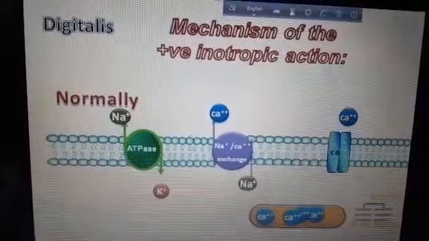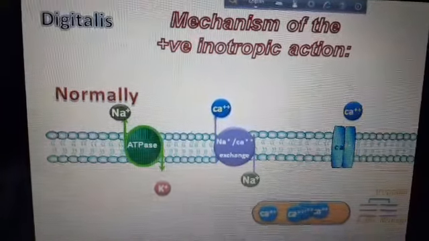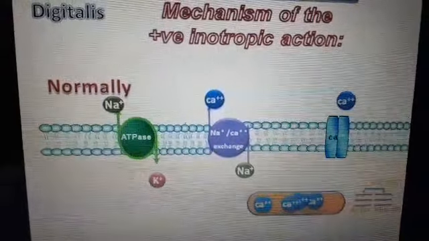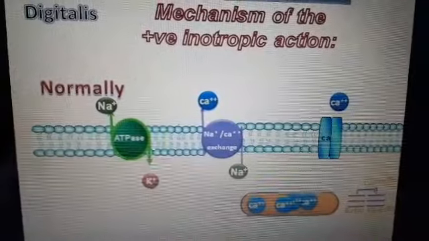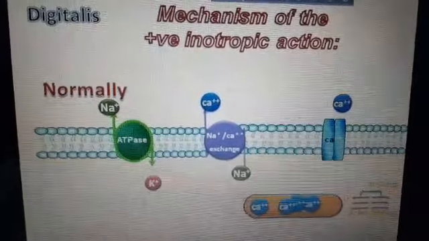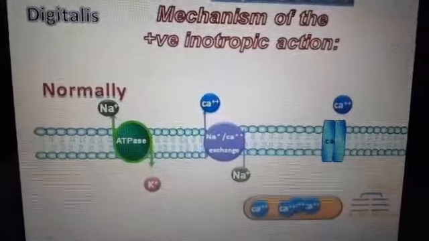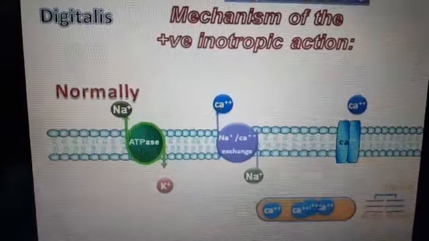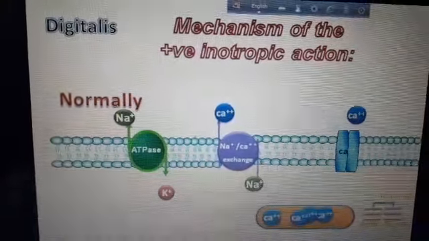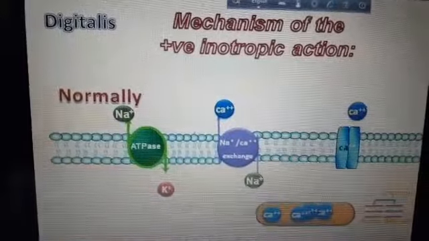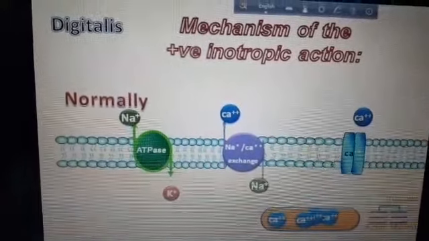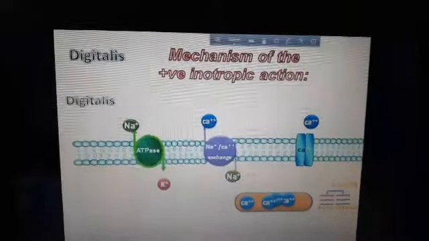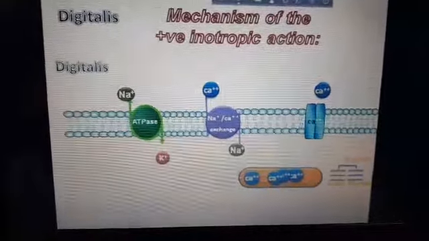When there is activation of the sodium potassium ATPase pump, 3 sodium gets out and 2 potassium gets in, and after this there is activation of the sodium calcium exchanger. As the sodium concentration falls a little bit after this sodium potassium ATPase activity, the sodium calcium exchanger tries to keep the balance back. That will cause sodium entry and calcium exit, and this is a normal phenomenon. But when digitalis is given, it binds to the sodium potassium ATPase channel and blocks it.